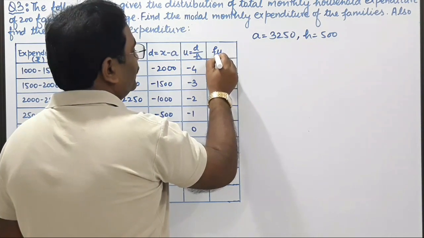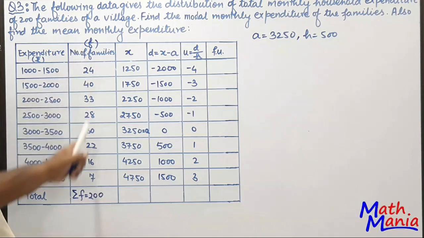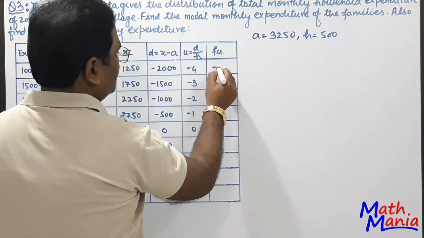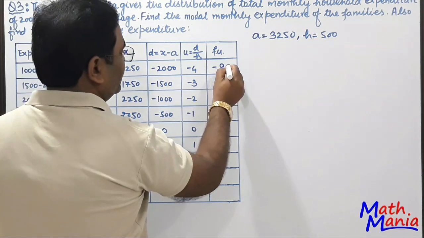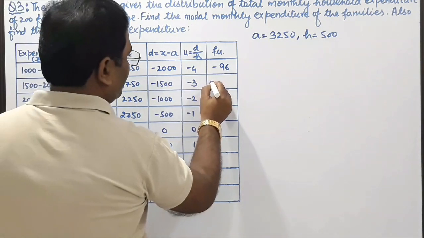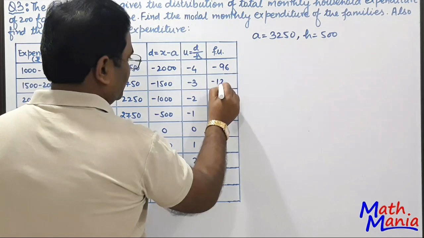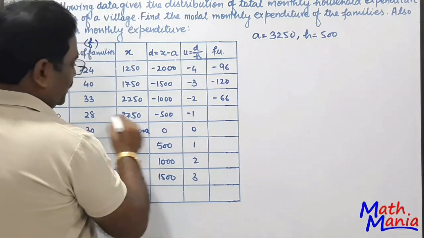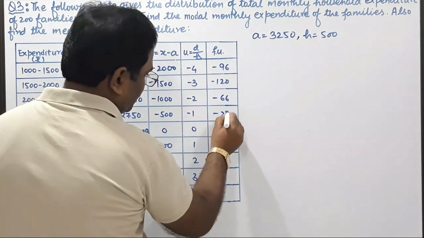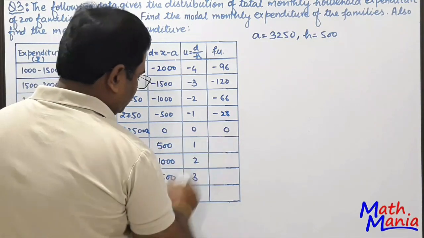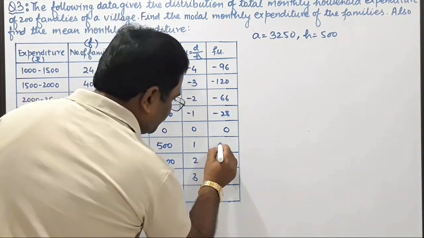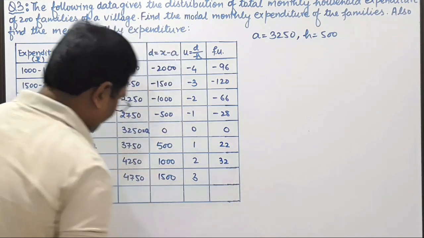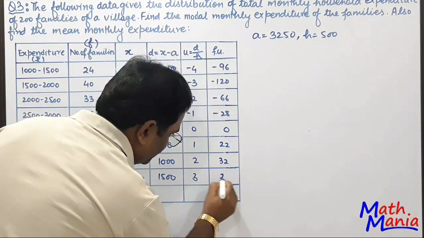Now we need to find the value of f i u i. We multiply the f column and the u column. So 24 into minus 4 is minus 96. 40 into minus 3 is minus 120. 33 into minus 2 is minus 66. 28 into minus 1 is minus 28. 30 into 0 is 0. 22 into 1 is 22. 16 into 2 is 32. 7 into 3, 7 threes are 21.